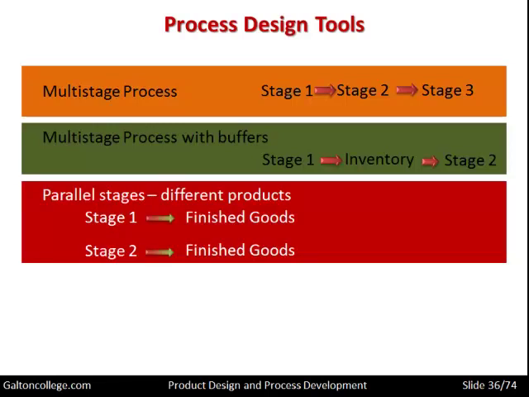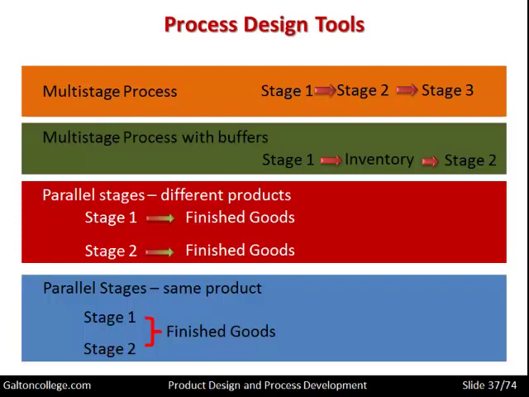We have parallel stages, different products. For example, stage 1 makes finished products and stage 2 makes finished products. So we have parallel production. We have different parts of the organization making different finished products. And we have parallel with the same product. We have stage 1 and stage 2 both making the finished product.